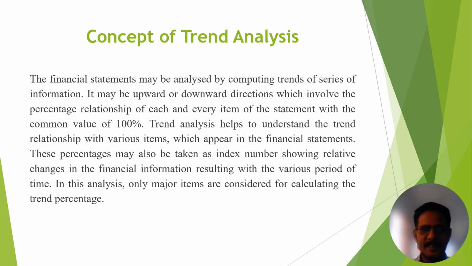In this analysis, only major items are considered for calculating the trend percentage. For this, we have to analyze major items like sales, gross profit, net profit, and then in the balance sheet we have total assets, fixed assets, current liabilities, non-current liabilities, etc. Here we take major items. Now let's take one small example.